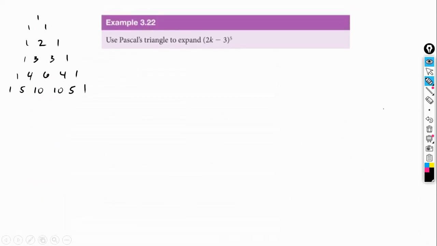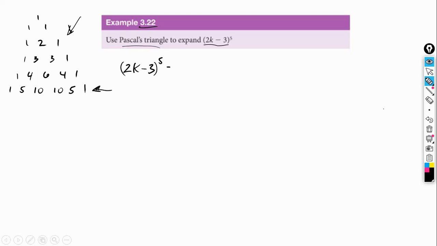Here we are on example 3.22, and it says, use Pascal's triangle to expand 2k minus 3 to the power of 5. Notice that to the left, I already have Pascal's triangle, and this would be the coefficients when n is to the power of 5. So let's write this over here: 2k minus 3 to the 5.